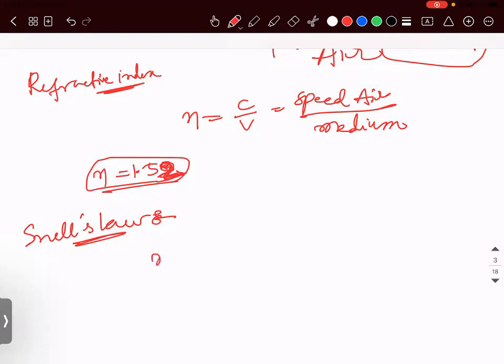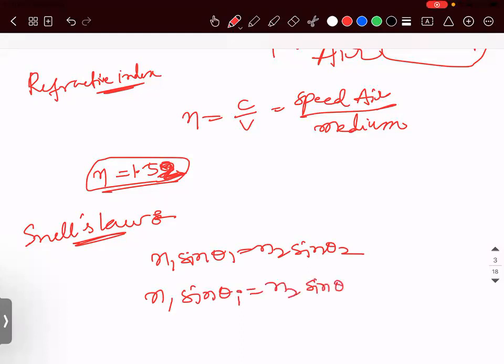So it is given by n1 sin theta 1 equal to n2 sin theta 2, or n1 sin theta i equal to n2 sin theta r. Theta i is the angle of incidence. Theta r is the angle of refraction. n1 is the refractive index of medium 1. n2 is the refractive index of medium 2.